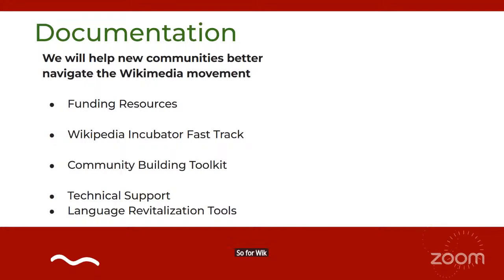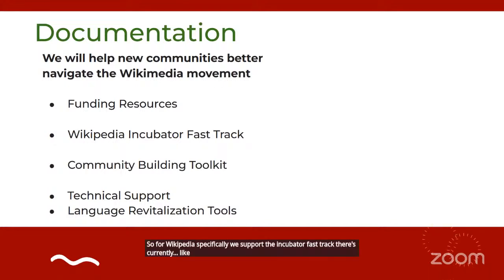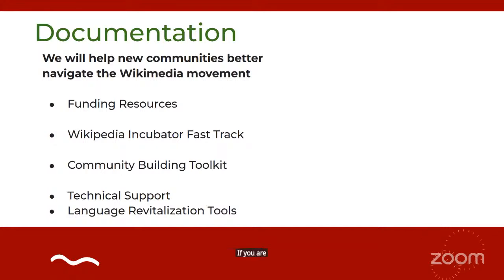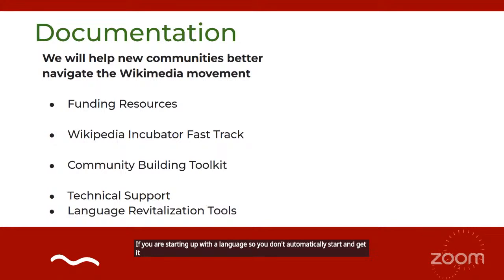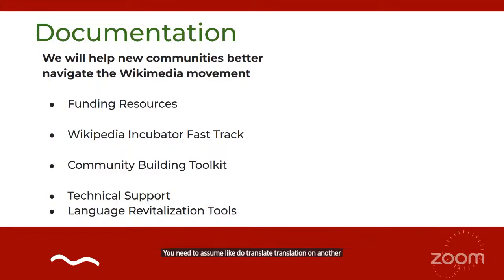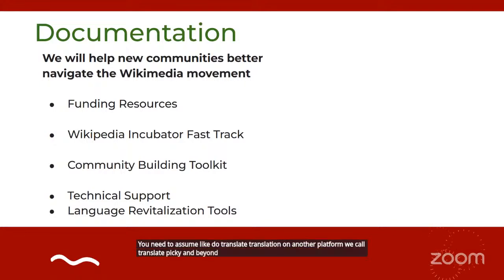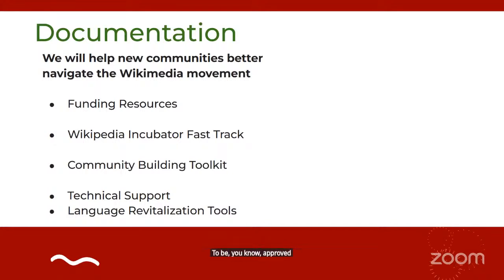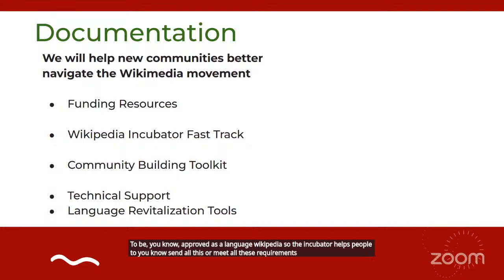So for Wikipedia specifically, we support the incubator fast track. There's currently a long process of getting approval if you are starting up with a language project. So you don't automatically start and get it approved. It has to go through a series of tests and review. You need to design the interface. You need to do translations for the user interface. You need to also do translation on another platform we call Translate Wiki. And beyond that, you need to create standard encyclopedic articles as a requirement to be approved as a language Wikipedia. So the incubator helps people to set all this up or meet all these requirements, and also create quality content that meets the standard of Wikipedia before they are approved.